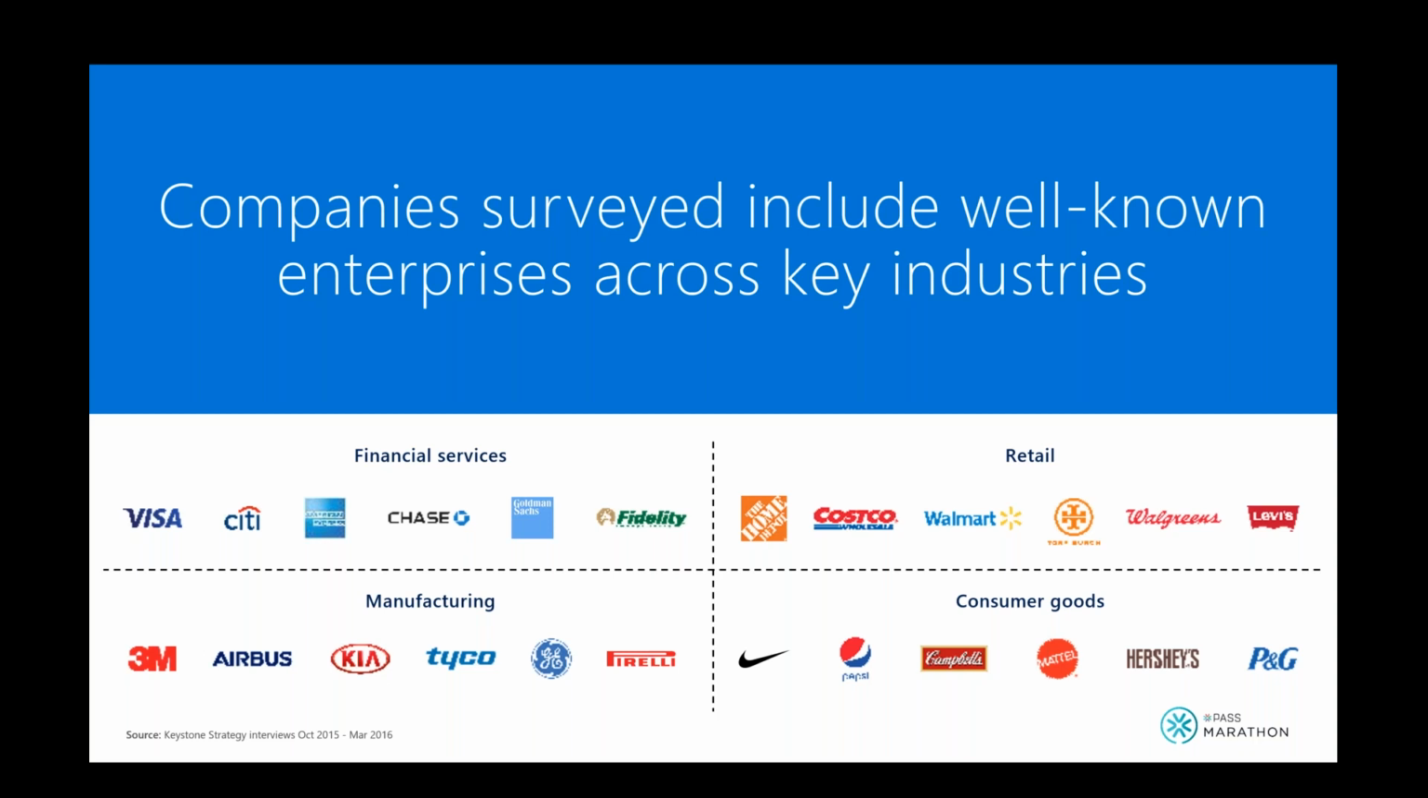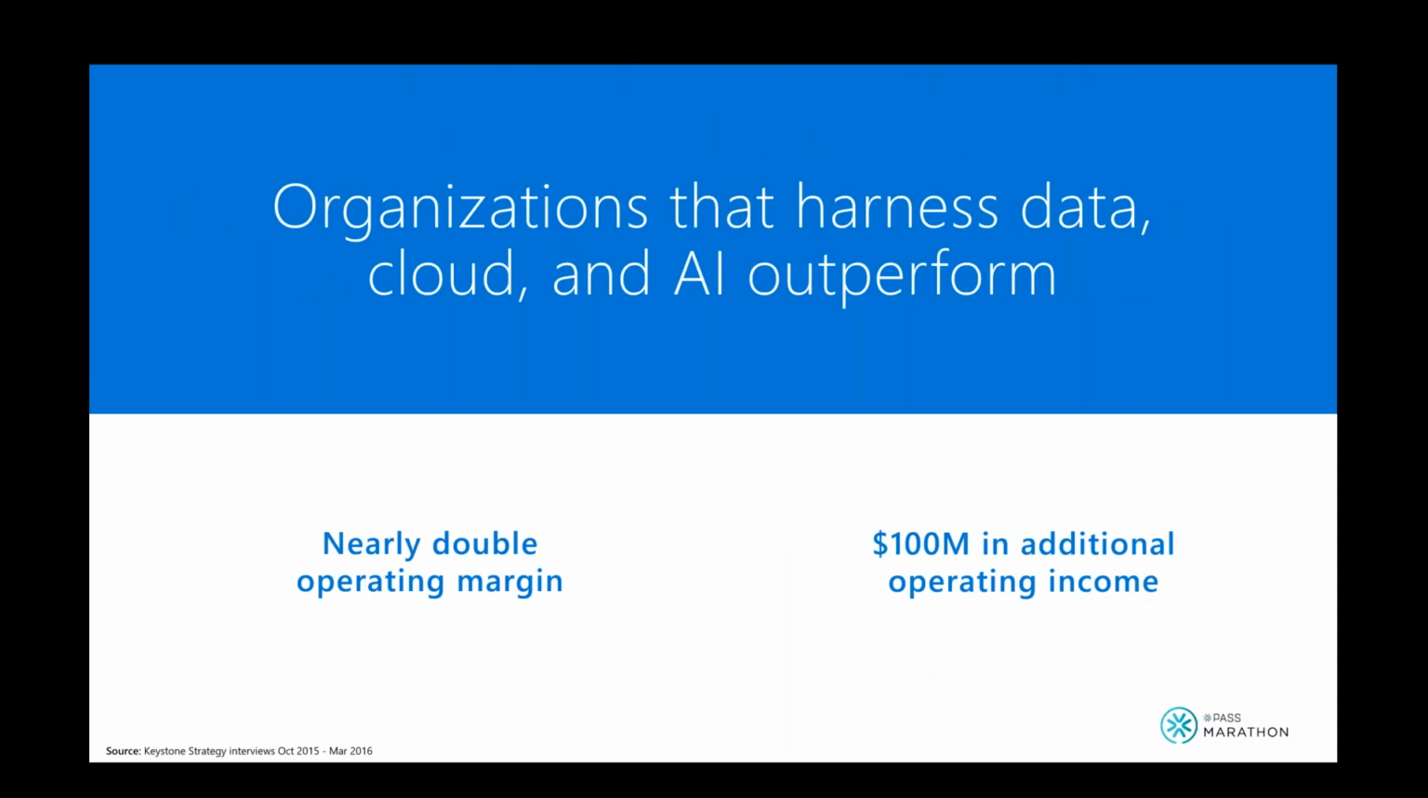Here's the pattern that the study found. It's pretty interesting. I would almost ignore the 100 million number, because there are commercial banks in financial services. To a large commercial bank, 100 million may not be much, but there were also medium-sized organizations where 100 million would be significant. More importantly, the pattern I would focus on are the words at the bottom of each of the columns: nearly double the operating margin and additional operating income.